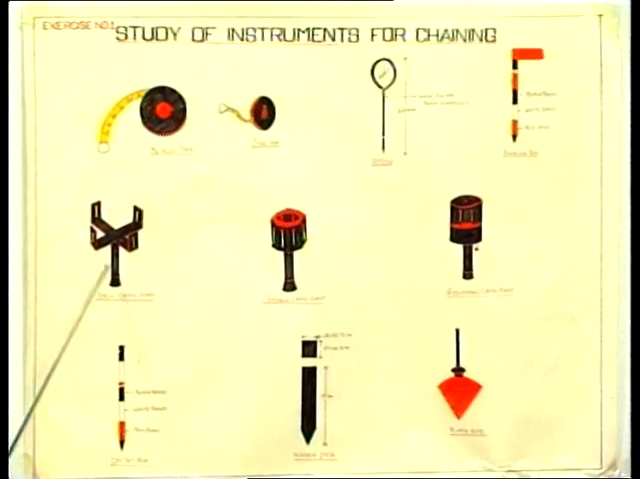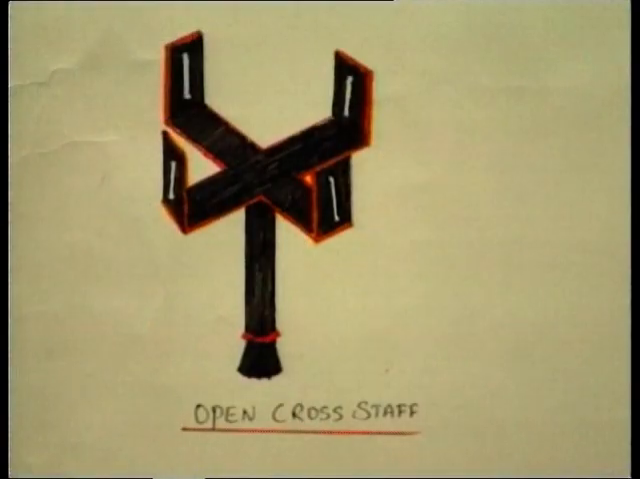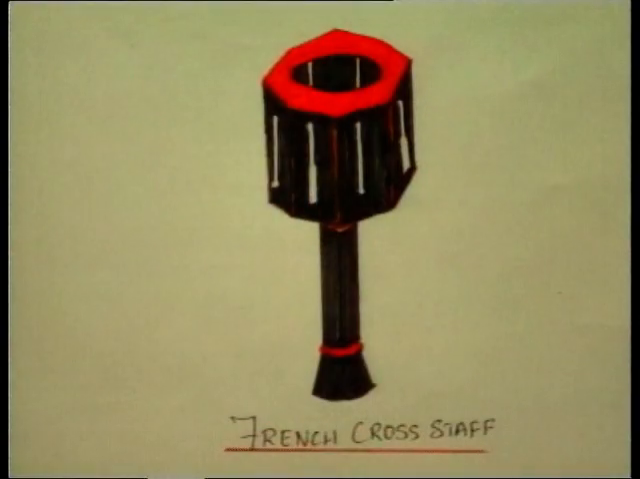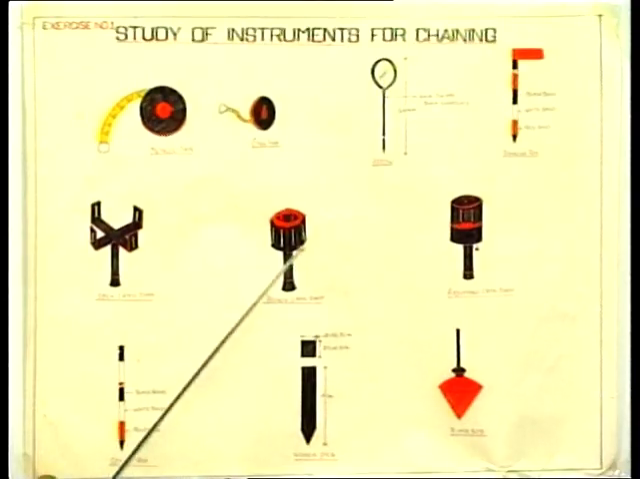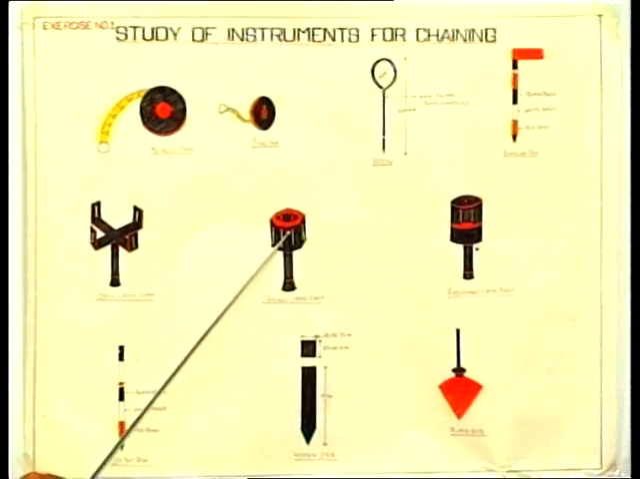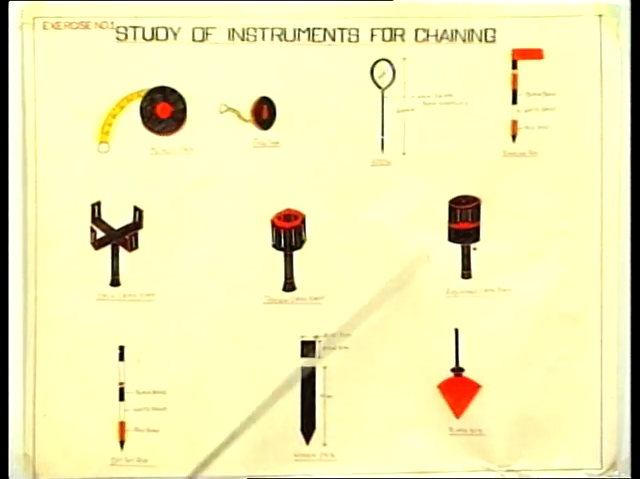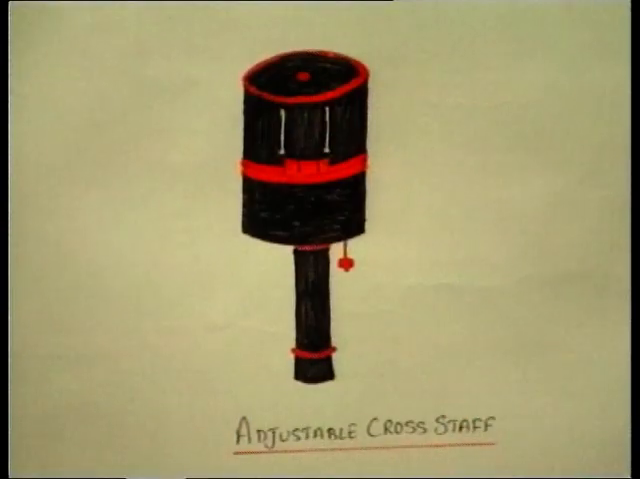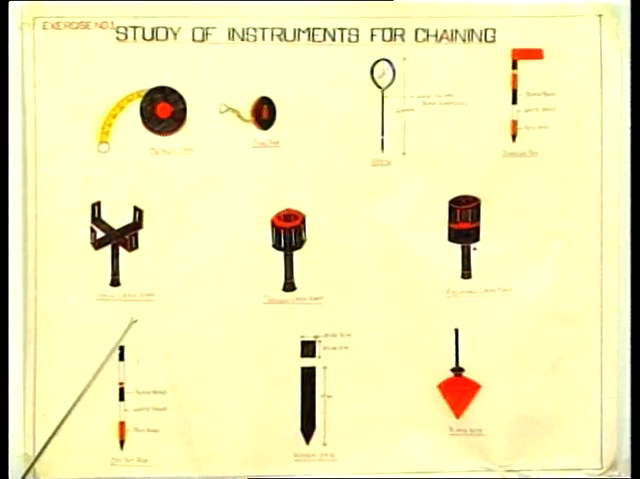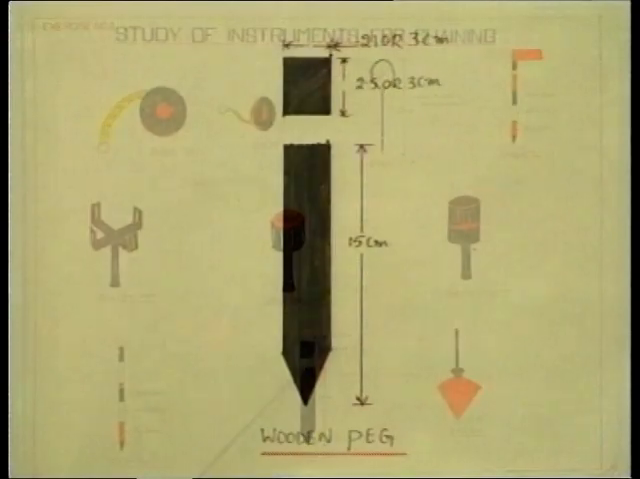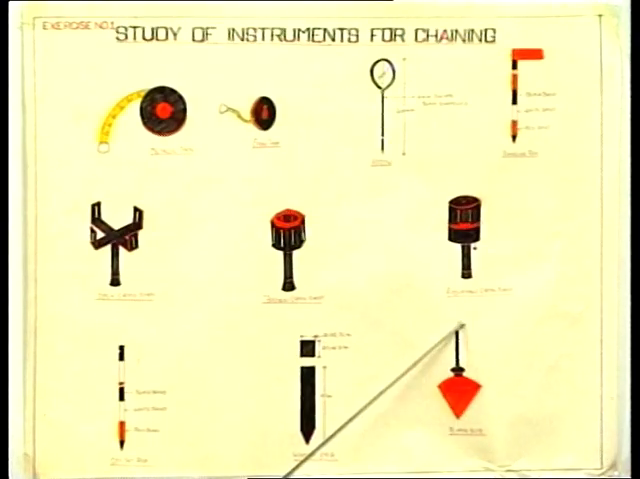This is the open cross staff. The wooden cross staff is used to erect perpendiculars. We can erect right angles for any line with this open cross staff. This is a French cross staff, which is adjustable. Whatever angles, 30 degrees and others, can be set with this one. This is the adjustable cross staff, whatever angles we need we can adjust with its help. This is an offset rod and this is a wooden peg. This wooden peg is used for the standardization of the chain, and this is a plumb bob.